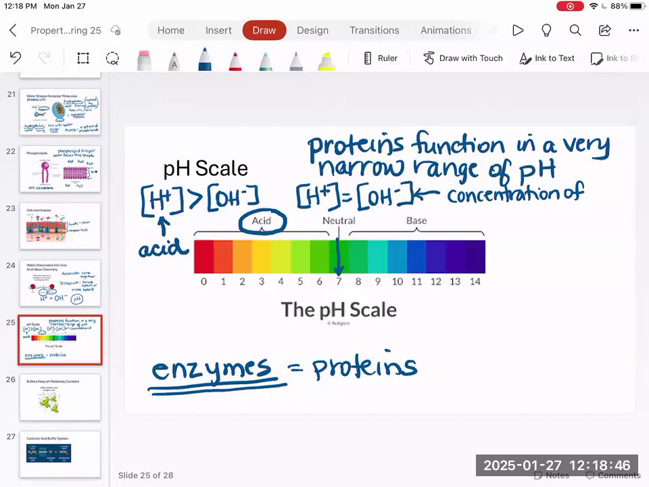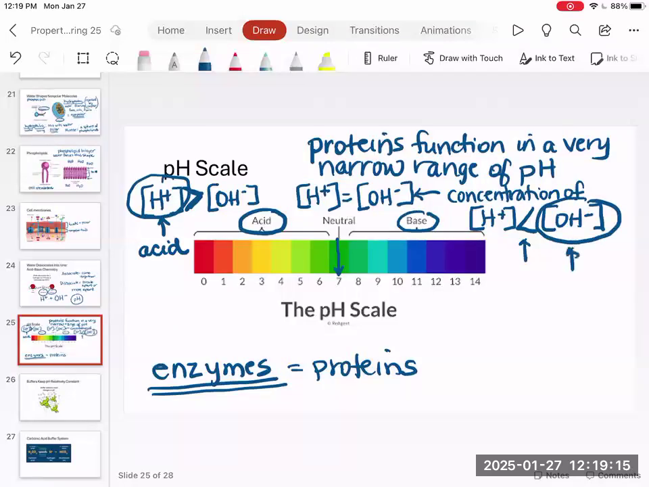To make something a base, we need the hydroxide ion to be greater. So a base is when the concentration of hydrogen ions is less than that of hydroxide ions. If you don't remember the greater than or less than sign, remember that the mouth is always eating what's bigger. In this case, the mouth was eating the bigger thing, and that was the hydrogen ions. Over here, the mouth is eating the hydroxide ions. This is what makes something a base.